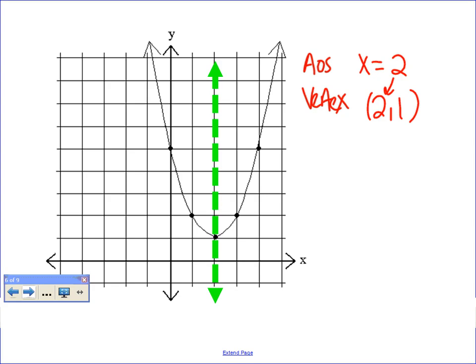Let's see if it has any y-intercepts. It should. It's a function. So here we go. Bam. There's my y-intercept. So it's going to be 1, 2, 3, 4. My y-intercept is going to be 5.